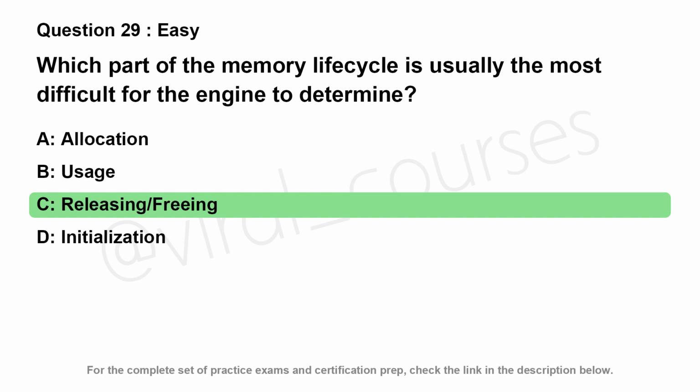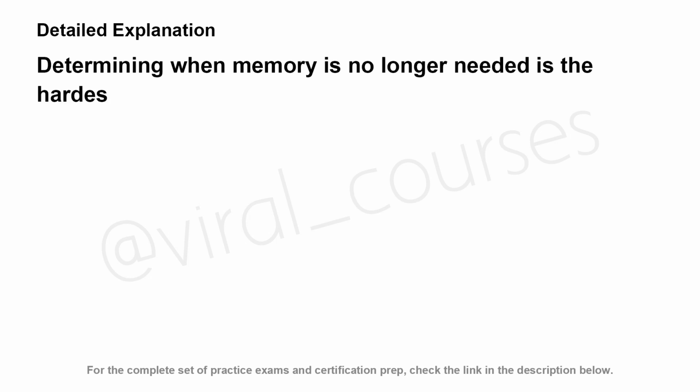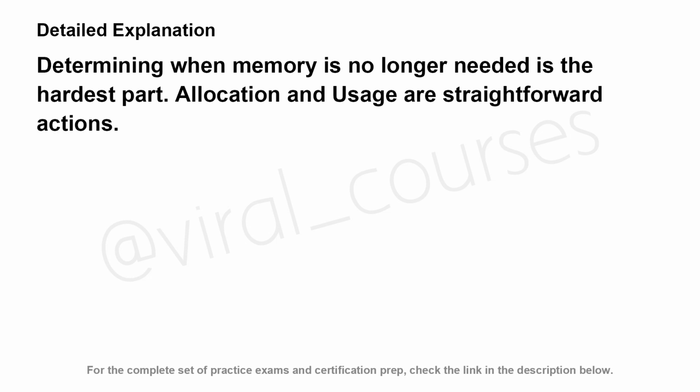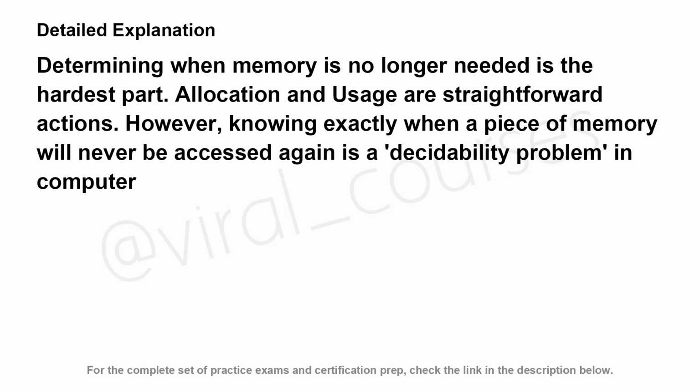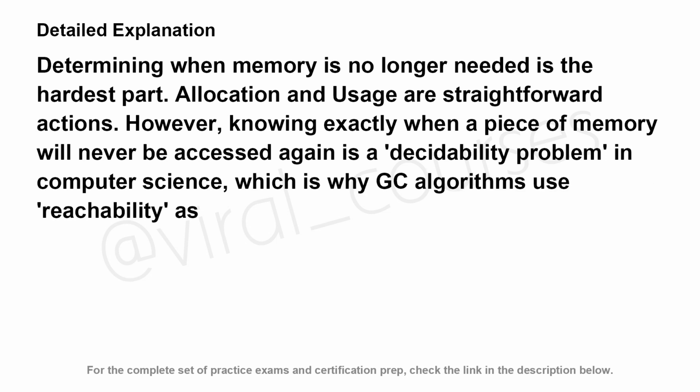The correct answer is C. Determining when memory is no longer needed is the hardest part. Allocation and usage are straightforward actions. However, knowing exactly when a piece of memory will never be accessed again is a decidability problem in computer science, which is why GC algorithms use reachability as a proxy for necessity.